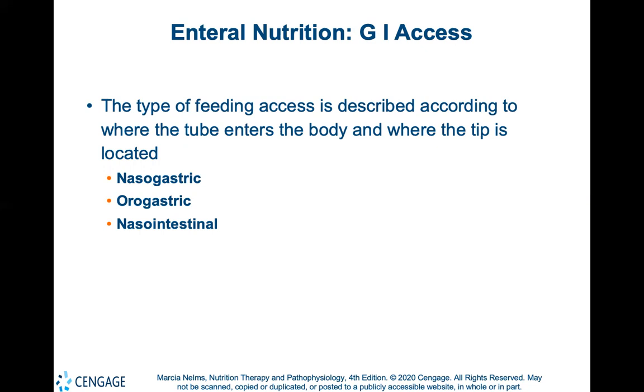Small bowel or nasointestinal feedings enter the GI tract through the nose and reside in the duodenum or the jejunum. Nasointestinal access, or post-pyloric feeding, is preferred in some circumstances. Post-pyloric access is used to bypass the stomach in case of gastroparesis or gastric outlet obstruction, or when previous gastric surgery precludes feeding into the stomach.